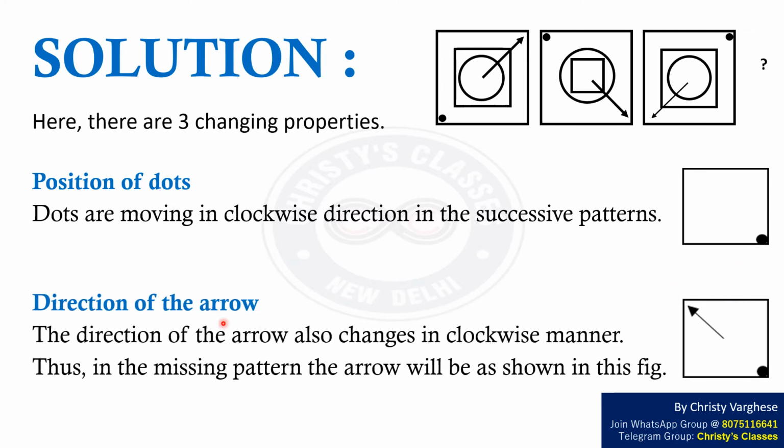The next one is the change in direction of the arrow. The direction of the arrow also changes in the clockwise manner. Thus, the missing pattern will have the arrow as shown in this figure.